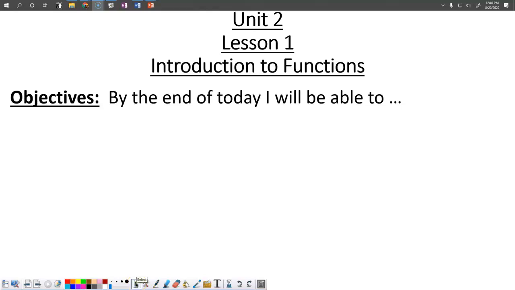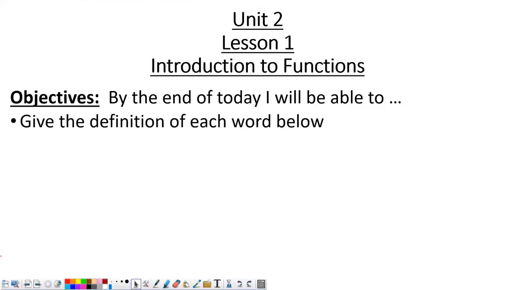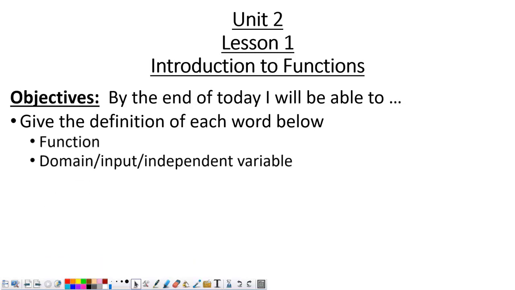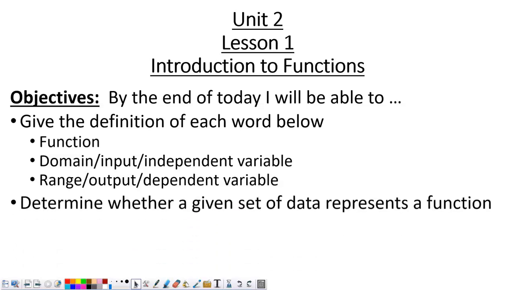Alright guys, let's go ahead and start Unit 2. By the end of today, hopefully you'll be able to give the definition of each of the following words below. What is a function? What is domain, input, or independent variable? Those are all synonyms. Range, output, or dependent variable. Those are also all synonyms.